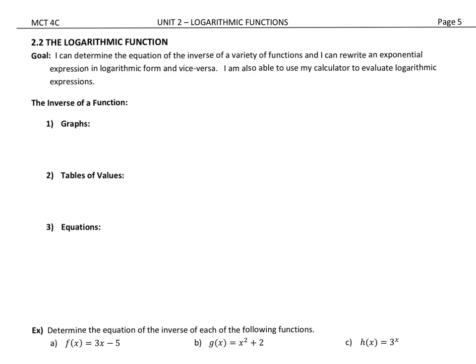Welcome to day 2 of our Unit 2 Logarithmic Functions. Today we're actually going to focus on talking further about the inverse of functions. Yesterday we talked about what the graphs look like and the table of values look like, the relationship between those things. So we're going to explore that further, and we're going to then look at being able to rewrite an exponential expression in its logarithmic form and vice versa. So that has to do with inverses.